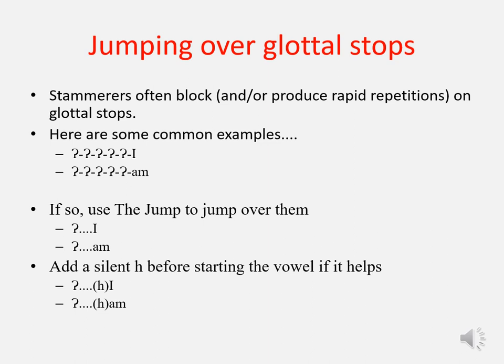All you need to do is simply to let go and then restart gently on the vowel. To make sure that you restart gently, in other words with a soft onset, you can add a silent or imaginary H before the vowel. This will prevent you from creating another glottal stop. So, for example, I am. I am.